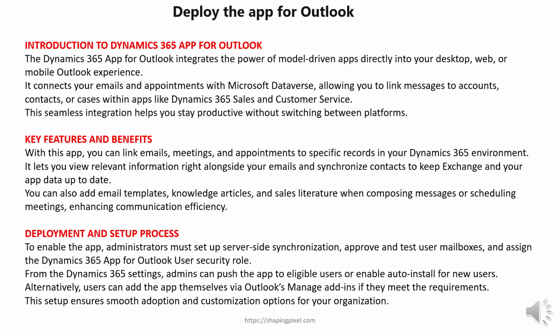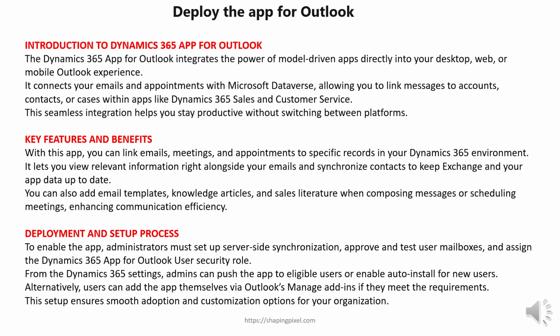Key features and benefits. With this app, you can link emails, meetings, and appointments to specific records in your Dynamics 365 environment. It lets you view relevant information right alongside your emails and synchronize contacts to keep Exchange and your app data up to date. You can also add email templates, knowledge articles, and sales literature when composing messages or scheduling meetings, enhancing communication efficiency.